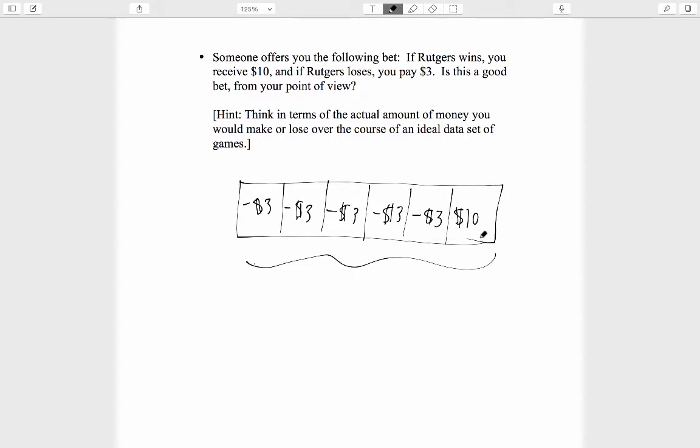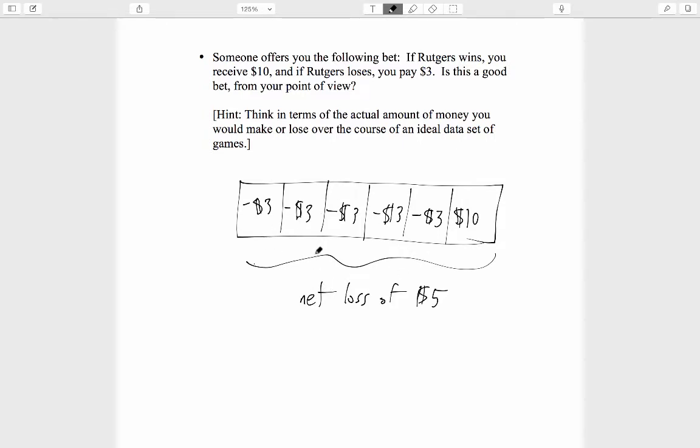Overall, for the 6 games in the ideal data set, that is a net loss of $5, so -15 plus +10, that's -5, so a net loss of $5. So we have our conclusion. It follows that this is a bad bet from our point of view. Now notice, it would have made sense if we had been asked, what is the expected gain or loss? And we could have used this information to answer that question.